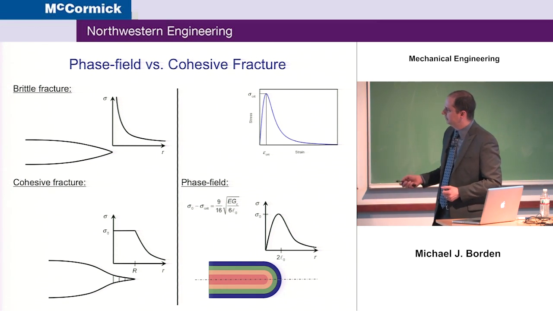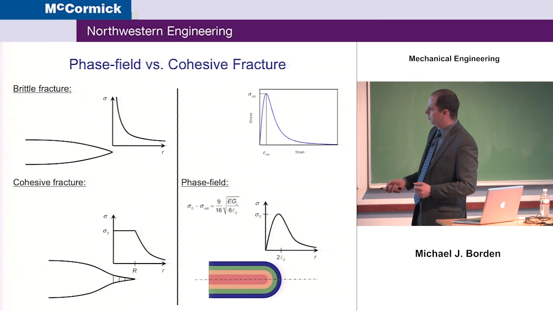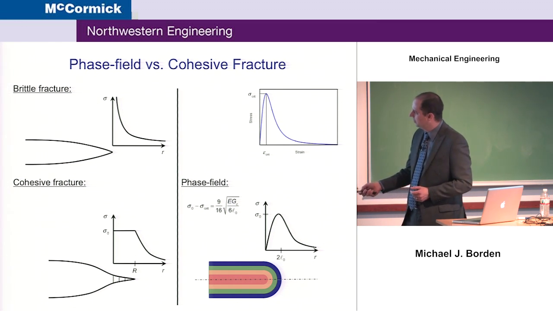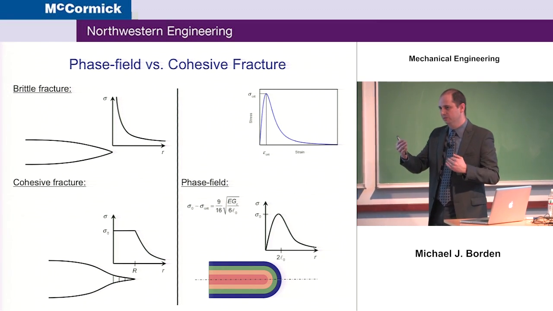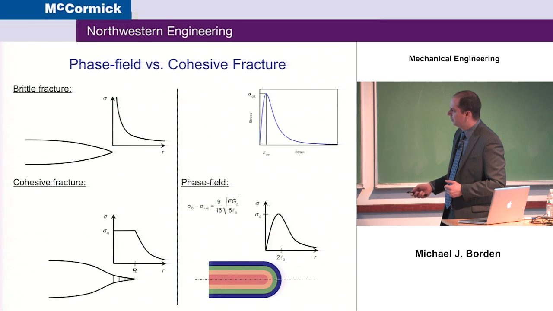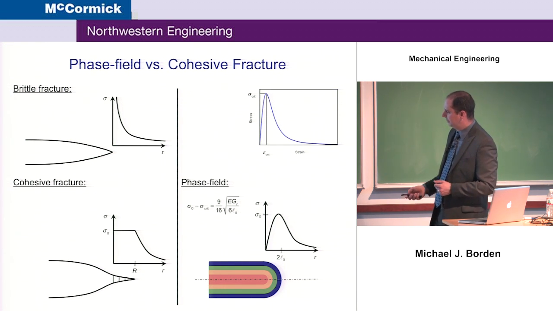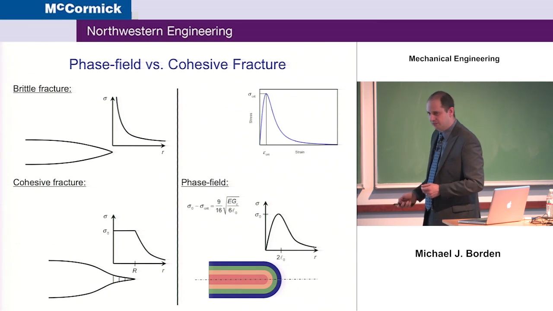To handle this in a more realistic way, we introduced a cohesive zone in front of the crack where we say, okay, we're going to limit that stress to some magnitude of stress. So we're going to cut that stress off. So now we can get nucleation and propagation at some finite stress. But this introduces this length scale, this process zone.